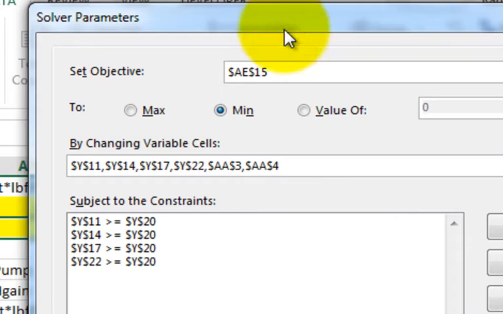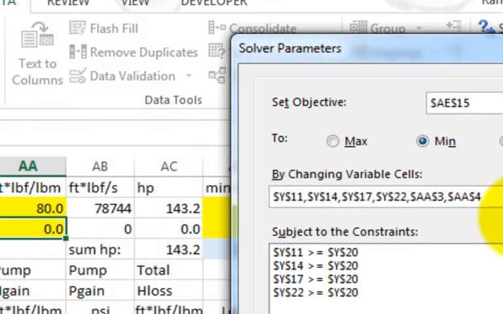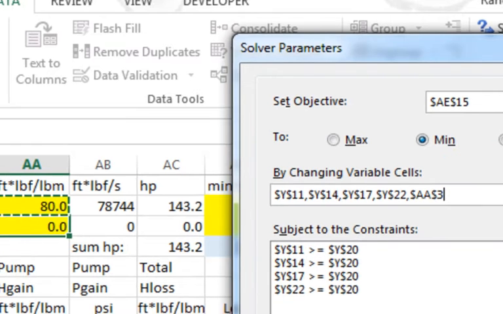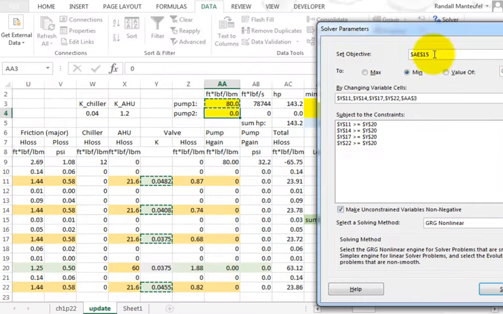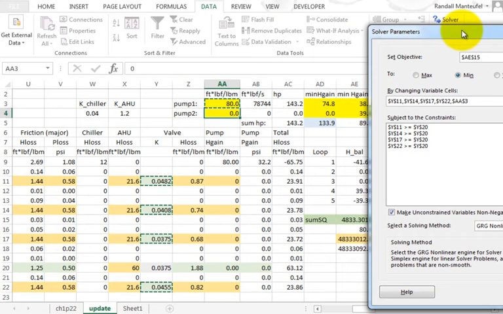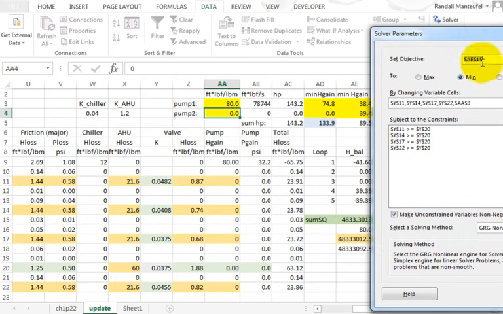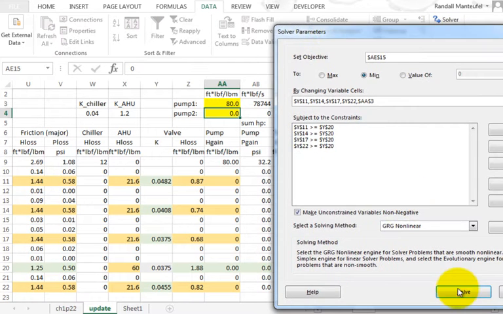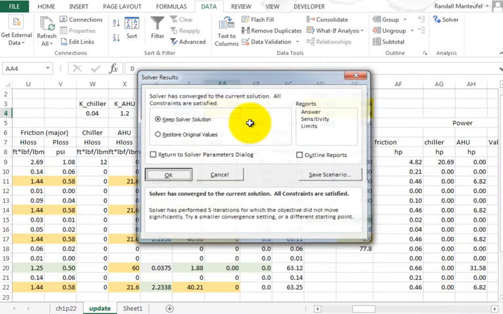This time I've got to take out that one right there. So it only does pump 1 and those 4 valves. And it's still trying to optimize this cell right here. All right. Let's go ahead and solve and hit OK.